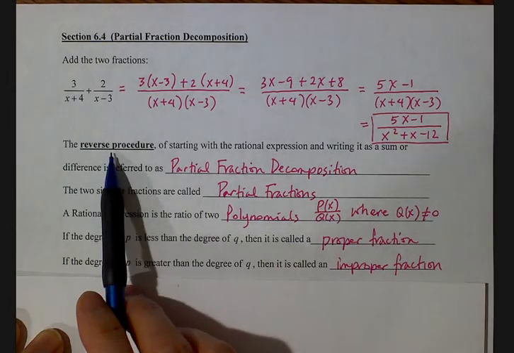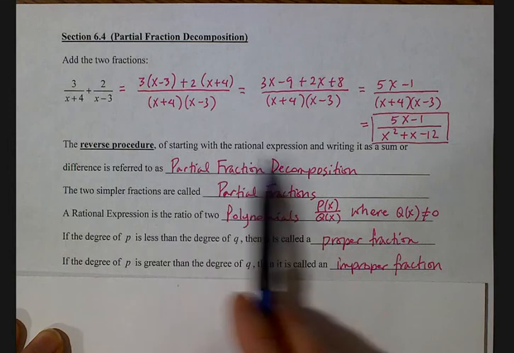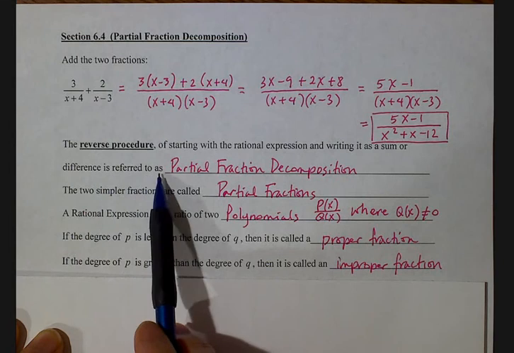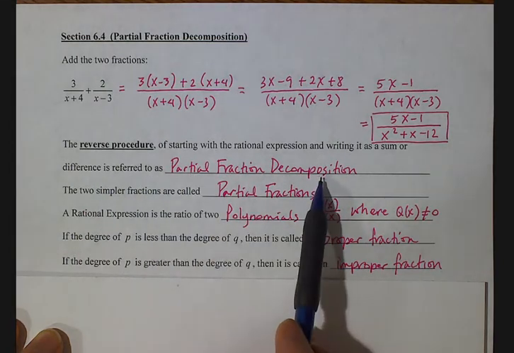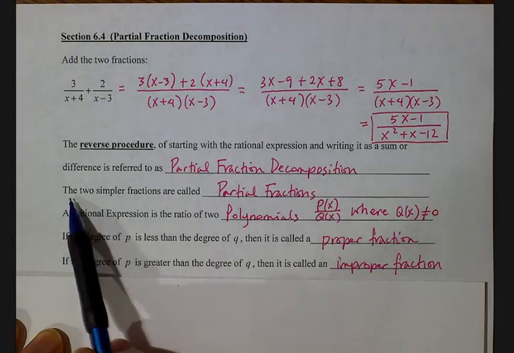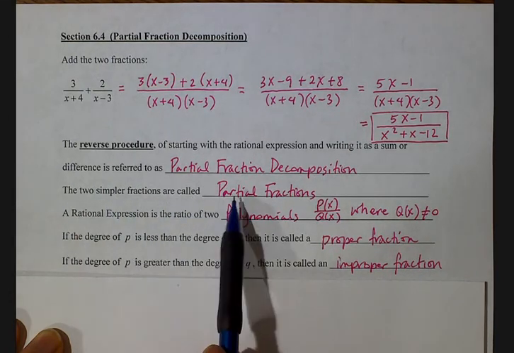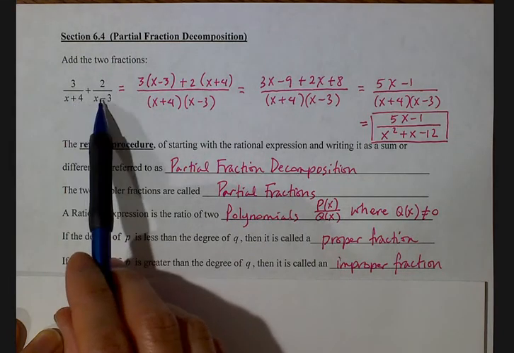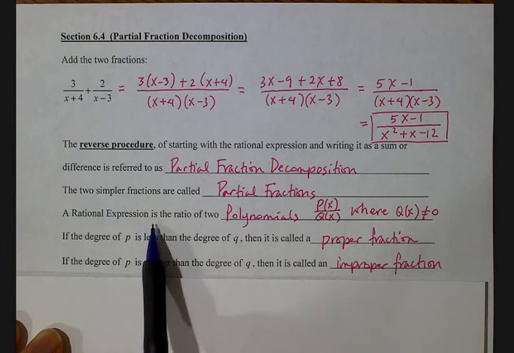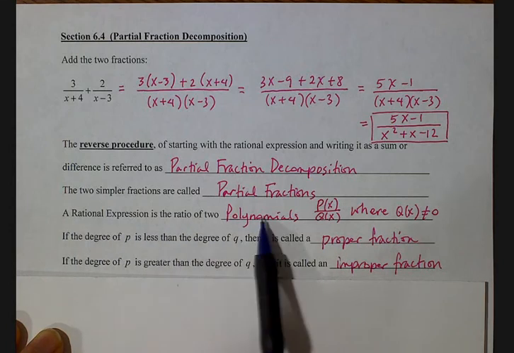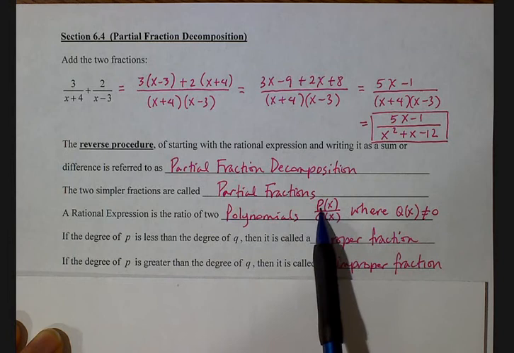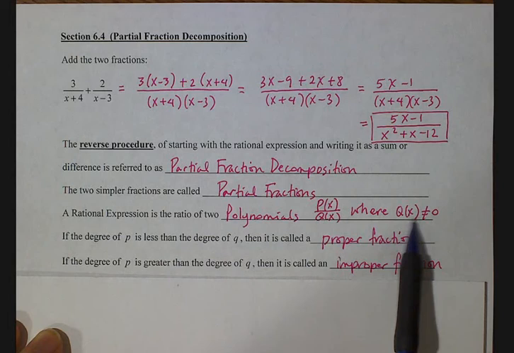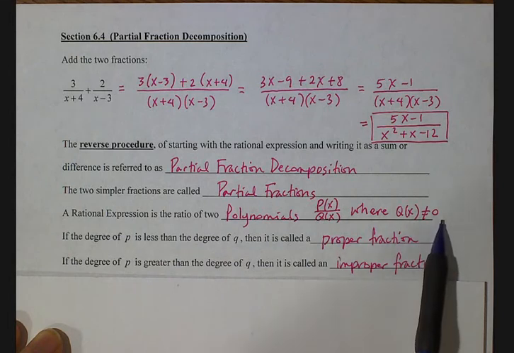So the reverse procedure of starting with the rational expression and writing it as a sum or difference is referred to as partial fraction decomposition. The two simpler fractions are called partial fractions. So in this problem, this is the partial fractions. A rational expression is the ratio of two polynomials, where the numerator is p of x and the denominator is q of x, where q of x does not equal 0 because you can't divide by 0.